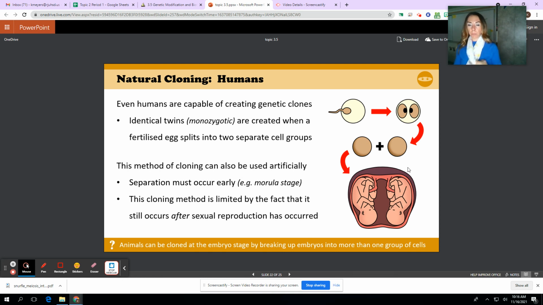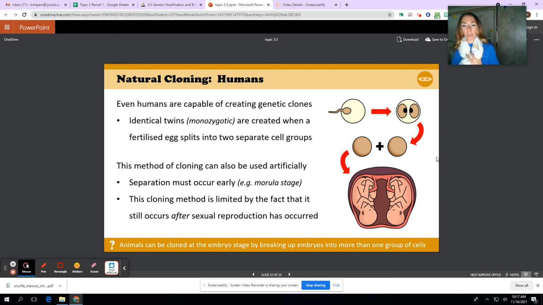If you know some identical twins, you know that they still look different in some ways. We'll talk about why that might occur, right? If they have the same DNA, different genes are expressed. But this method of cloning can also be used artificially. Know that this separation must occur early, which is the morula stage.